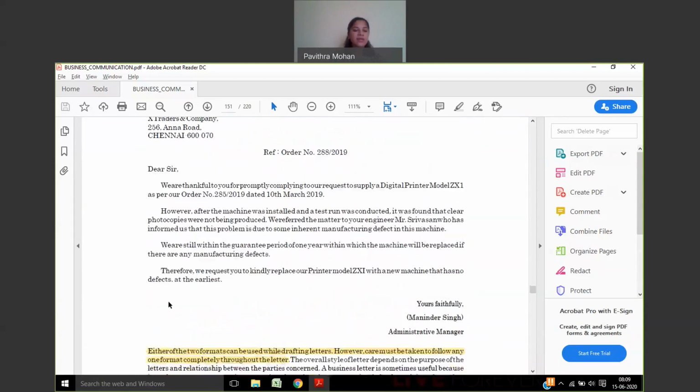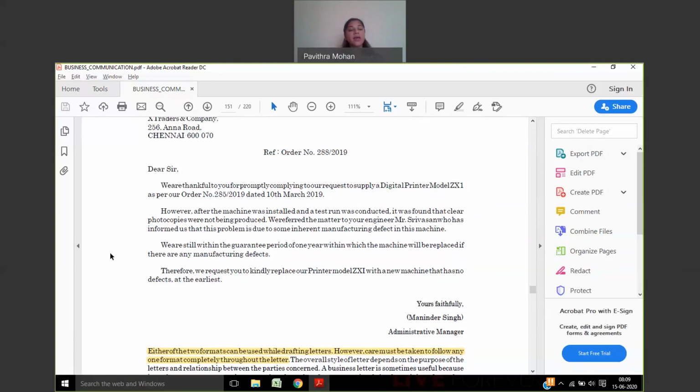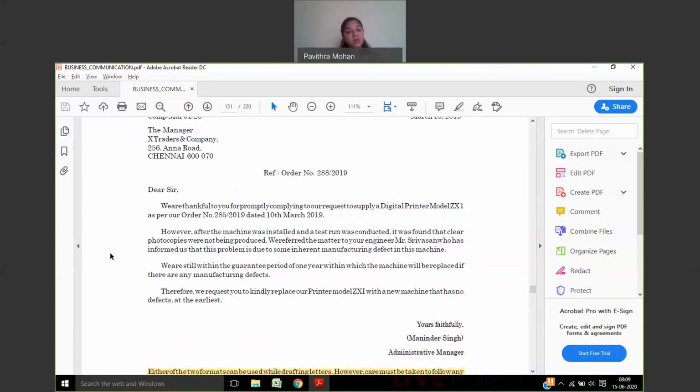After doing my letter writing, I'm going to go with my signatures. If there is thanking you, it will come here. And after that, I'm going to start with my yours faithfully. That's my salutation, followed by one or two spaces. And after that, the name and the address, designation of the person. So these are two formats which will be followed by an organization. You can either go with the block format or you can go with the semi-blocked format.